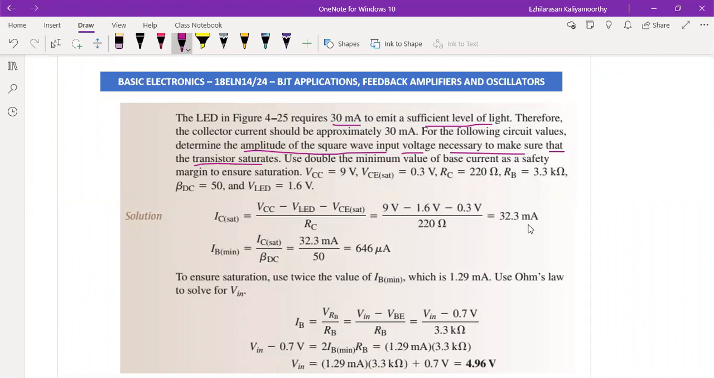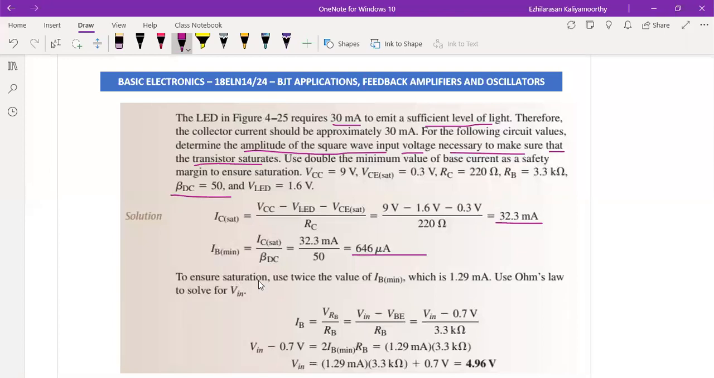In the sense, the saturated collector current will not go beyond 32.3 milliampere. Then we need to calculate what will be the minimum base current required here. What is the minimum base current? IB minimum is equal to the saturated collector current divided by beta DC. We know the relationship for the current gain: beta is equal to IC by IB actually. So we need to find the IB minimum. From this relation, IC sat is 32.3 milliampere, already found here. Then beta DC is given in the question, that is 50. Substituting 50, we get 646 microampere.